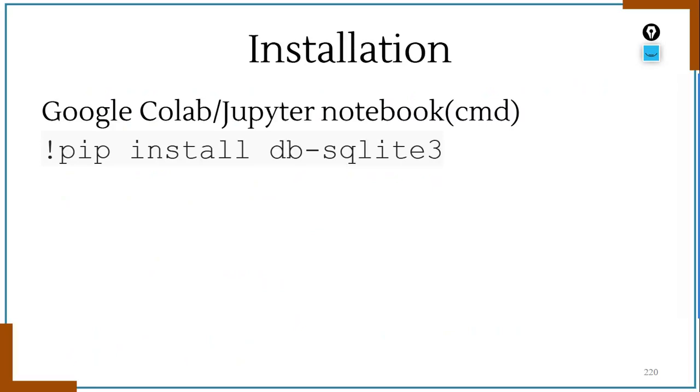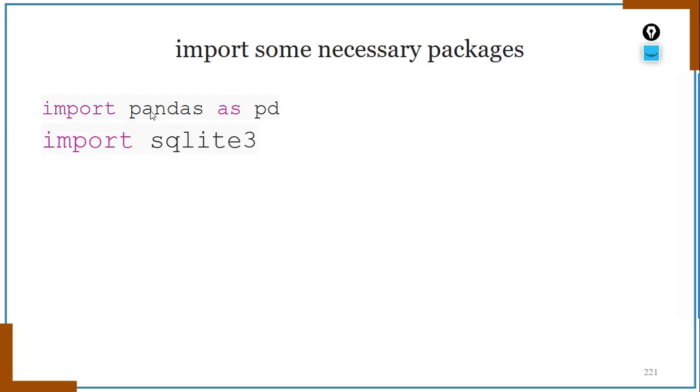When we want to use sqlite3, we can install it; the command is pip install db-sqlite3, for Jupyter Notebook and also for Google Colab. But what is the difference? Whenever you are using Jupyter Notebook or the command prompt for installing a package, there is no need to provide the exclamation mark. This exclamation mark we use only while installing in Google Colab.